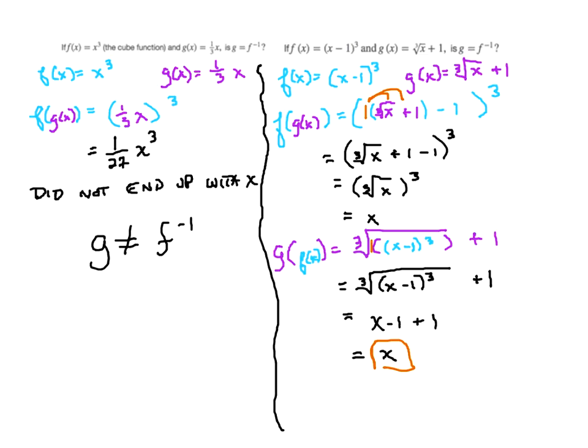So I have x here, compose f with g, or g with f, and I have x here, compose f with g. So in this case, g is equal to f inverse. Okay.